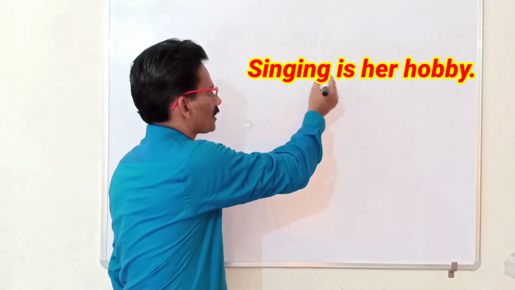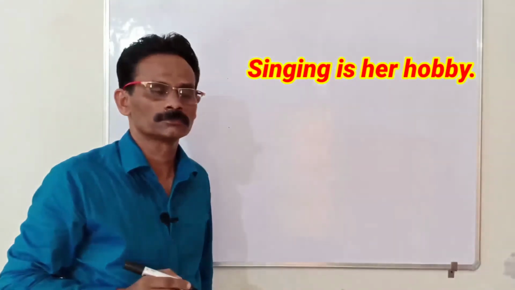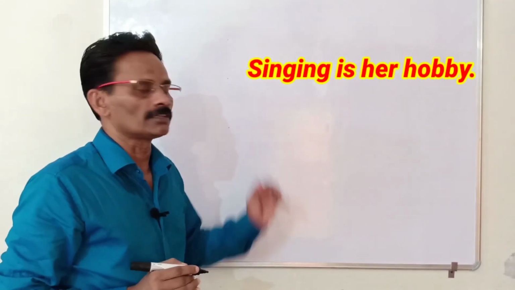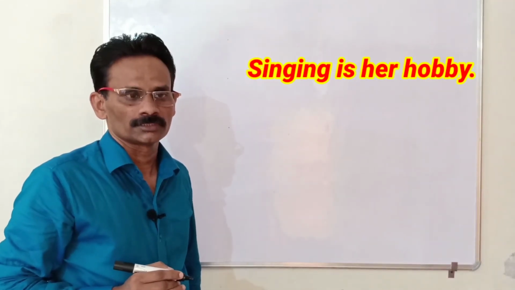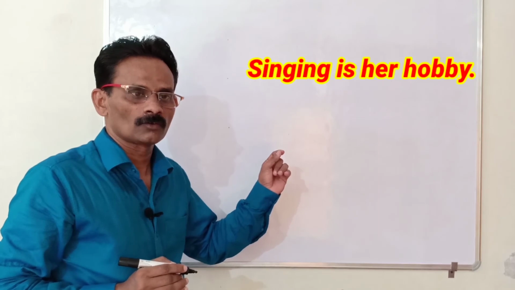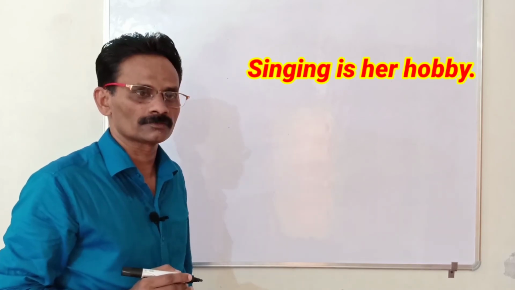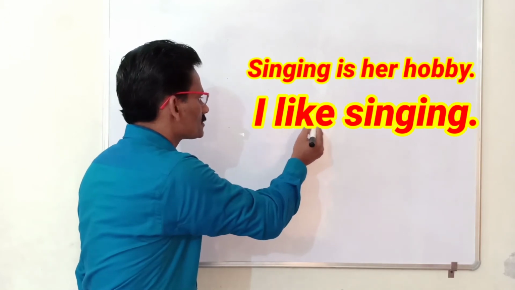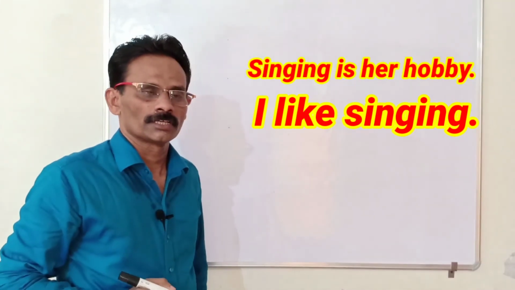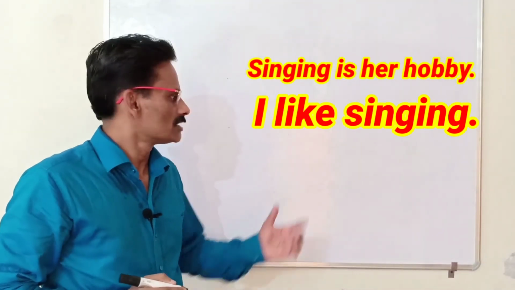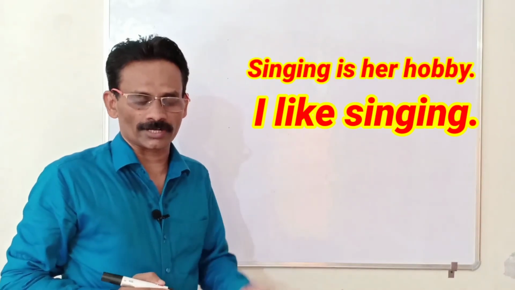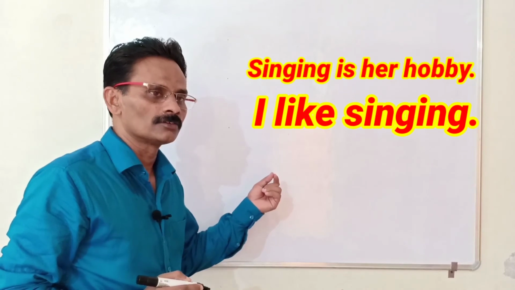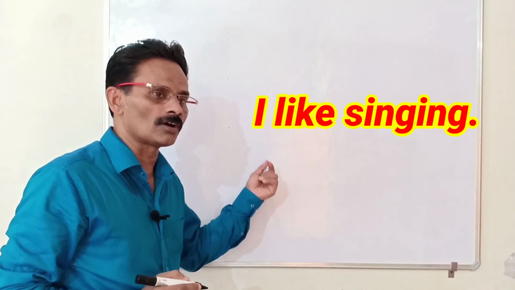Singing is her hobby. Here, singing is the gerund. It is the subject of the verb is. Now, I like singing. In this sentence, singing is the gerund. It is the object of the verb like, object of the transitive verb like.